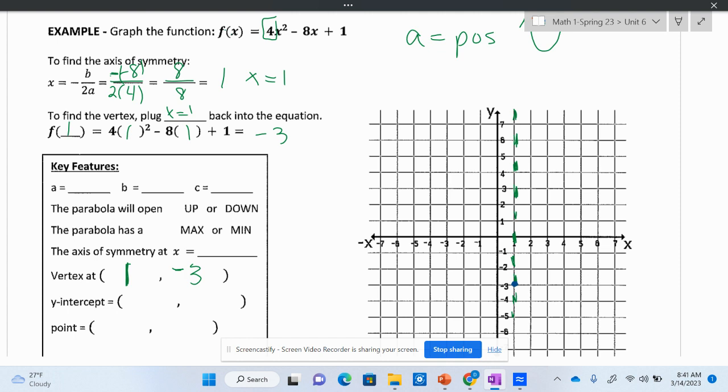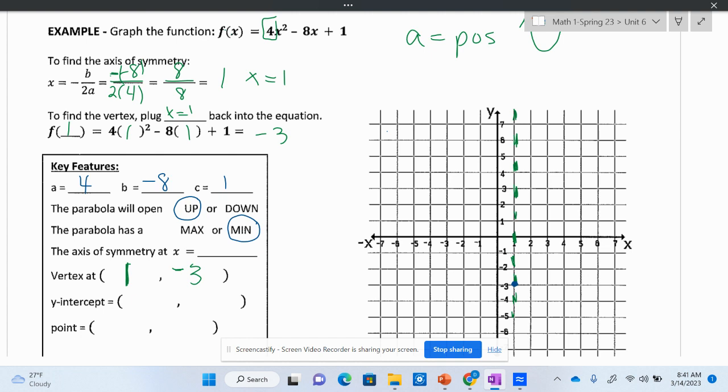So let's list the key features. What is the value of a from our function? Say it again. 4. What is the value of b? And what is the value of c? Okay. So is this parabola going to open up or down? We already said up because a is positive. Is this parabola going to have a maximum or a minimum? A minimum, yeah. When a is positive, it has a minimum. And we just graphed it. We just graphed the lowest point because that's our vertex.